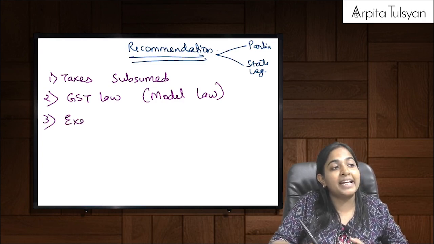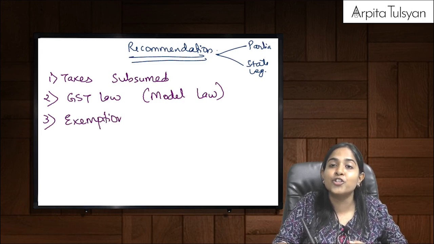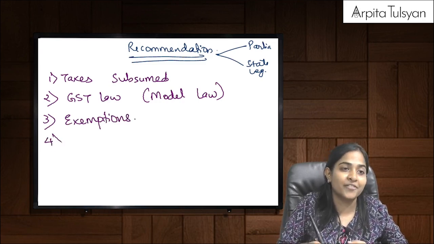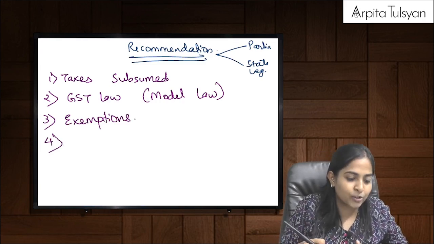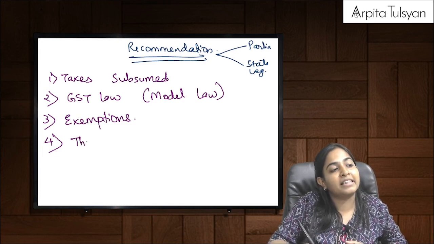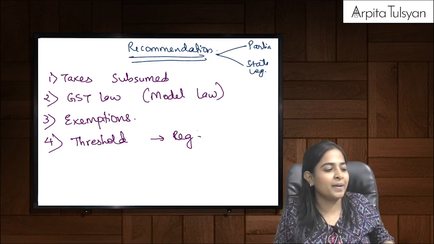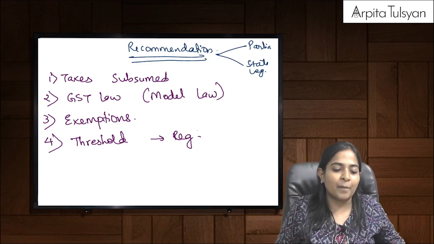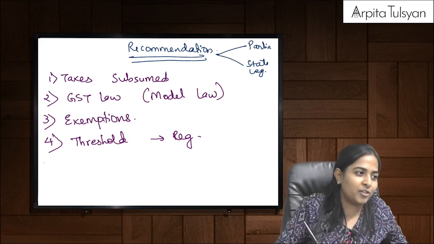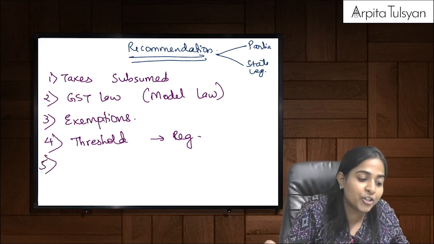Exemption should be given for which goods and services. Remember, we had studied about exemptions also. Then the threshold limit for registration, so that below this turnover they should not be liable for compulsory registration. So they can recommend what limit should be kept.